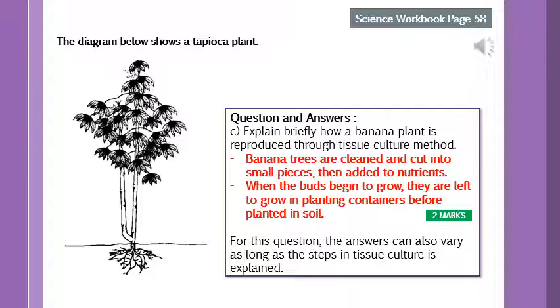For this question, the answers can also vary as long as the steps in tissue culture are explained well using your own words. You don't have to follow exactly what I write here. If you have your own explanation but the meaning is still there, then you are still correct.